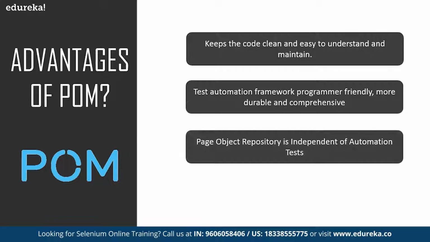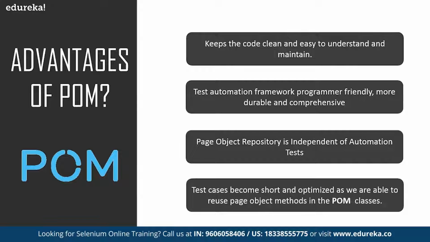Another important advantage is that Page Object Repository is independent of automation test. Keeping a separate repository for page objects helps us to use this repository for different purposes with different frameworks, like we are able to integrate the repository with other tools like JUnit, PHPUnit, NUnit, as well as with TestNG, Cucumber, etc.